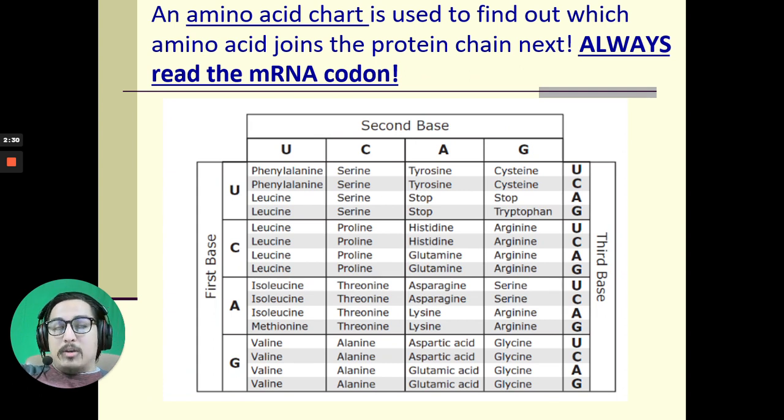An amino acid chart is used to find out which amino acid joins the protein chain next. And this right here is very important. Always read the mRNA codon. If you look for DNA, you're going to get it wrong. Okay? mRNA.